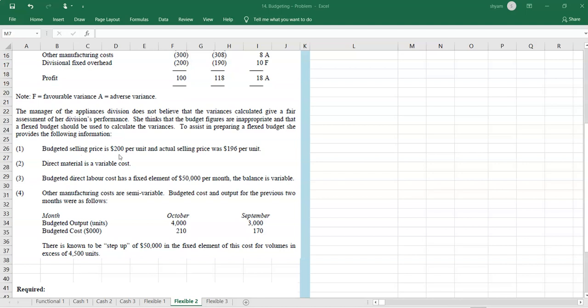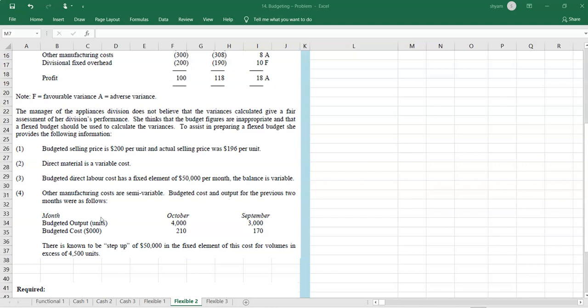Selling price, budgeted selling price per unit is 200 and actual selling price was 196. Direct material is a variable cost and budgeted direct labor cost has a fixed element of 50,000 per month. The balance amount is a variable amount they have indicated. Other manufacturing costs are semi-variable. So there is something called other manufacturing costs.